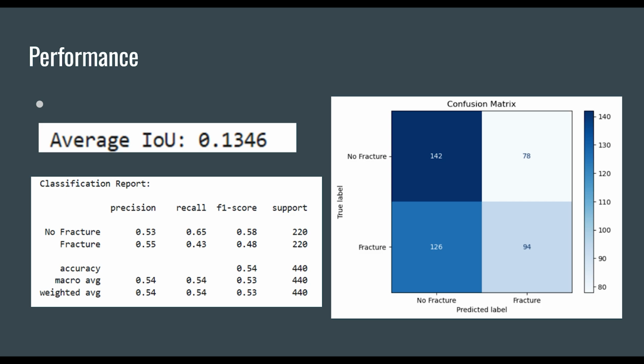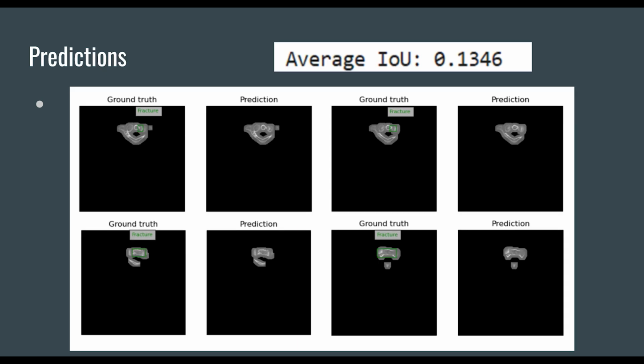And I think the reason why it even learned to do this 50-50 split is because I trained the model on data that was half fractured and half no fracture data. The IOU score shows that it really hasn't learned to predict bounding boxes either. Even if it guesses correctly that there is a fracture, it is not even producing a bounding box at all, as shown by these predictions here.